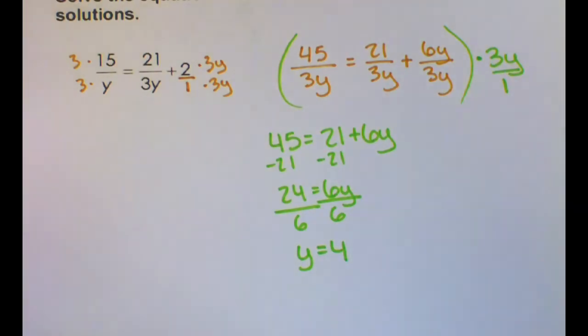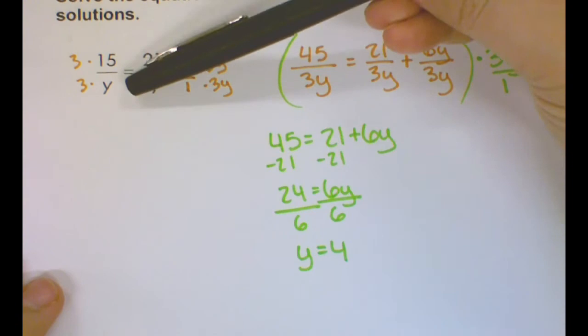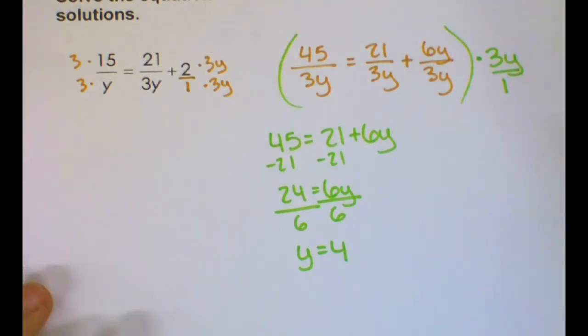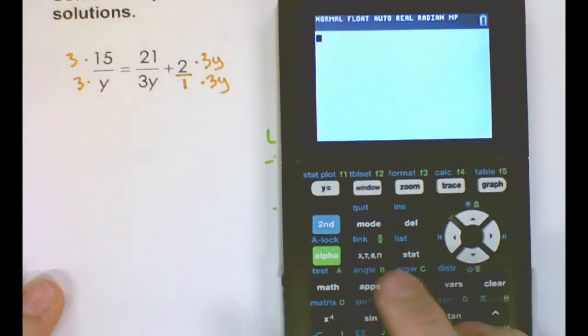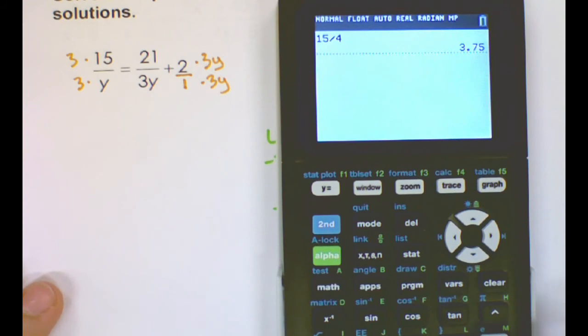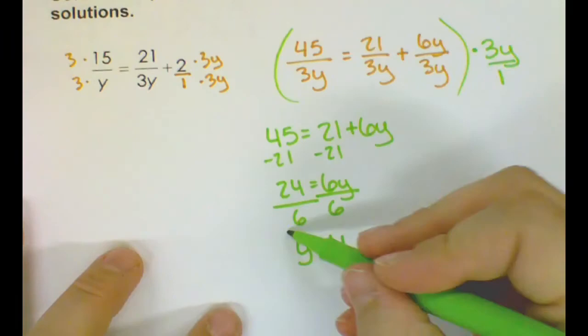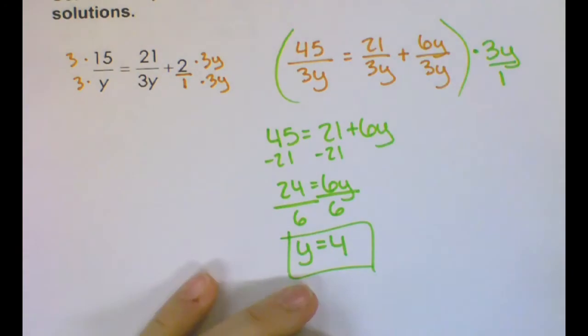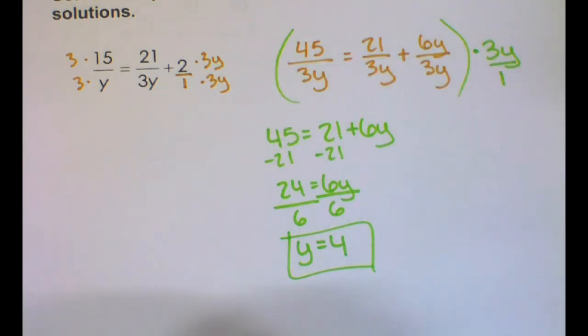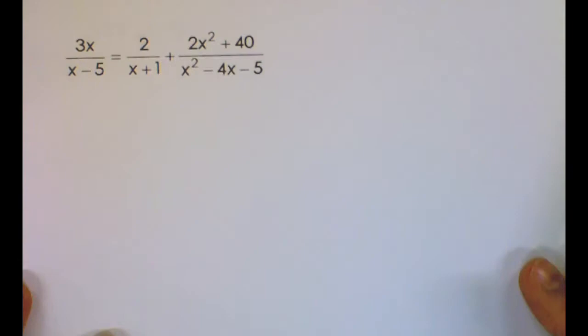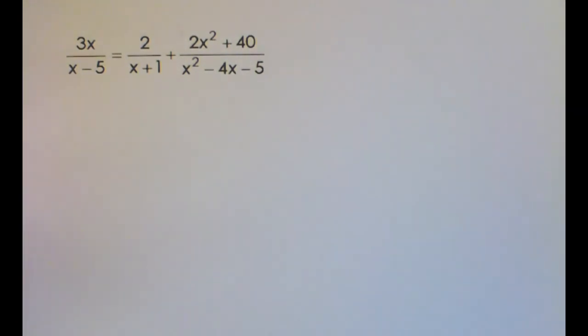Before saying that's your answer, we always need to check it. Is 15 over 4 equal to 21 over 12 plus 2? I don't want to check that in my head, so I grab my calculator. 15 over 4, is that equal to 21 over 3 times 4 is 12 plus 2? Look at that, they are equal, we're good. This is my actual answer. Usually the things that'll be an issue would be things that make you divide by 0 or a square root of a negative.